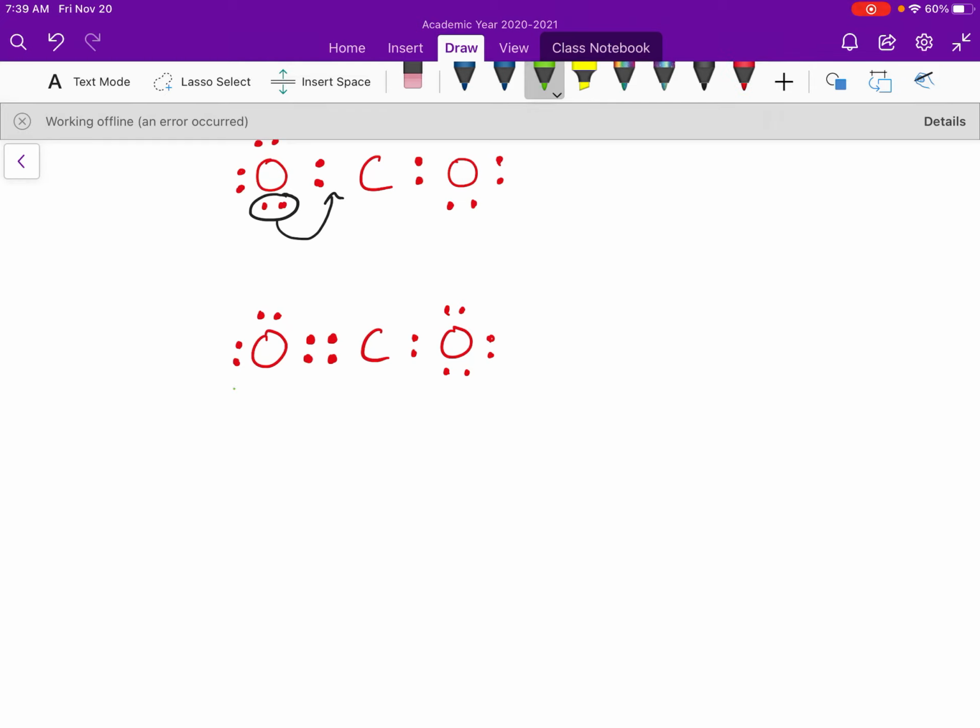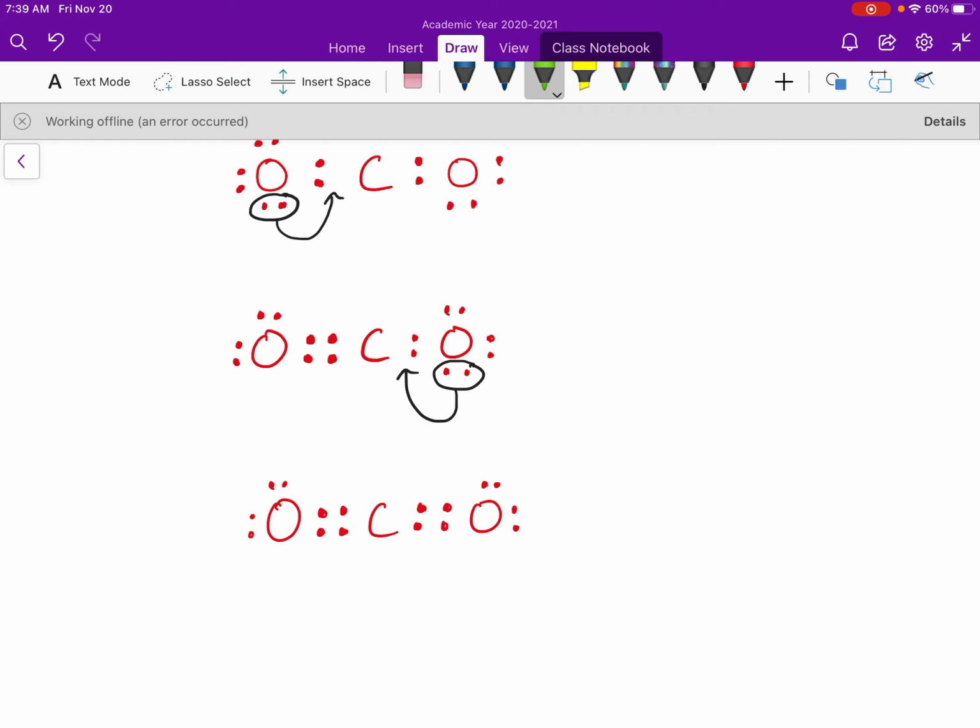So now what do we have? Well, this oxygen still has 8, right? It has 4 of its own and 4 in the middle. It's good. This oxygen we didn't change at all, still good. The carbon now has 6. Better, but not perfect. So we got to do it again. So I'm going to take these, and I'm going to dump them in the middle. And so now we're going to end up with double bonds on both sides.